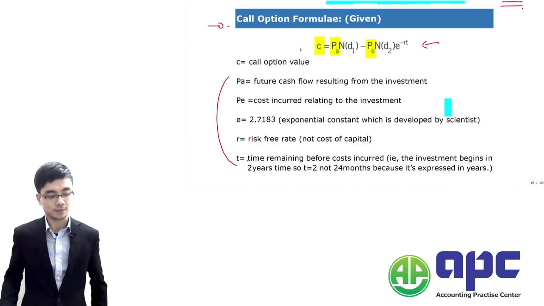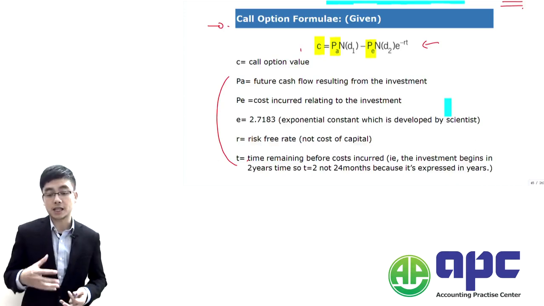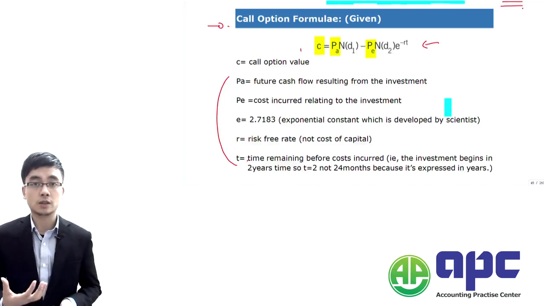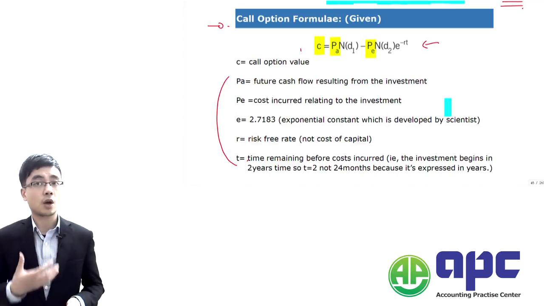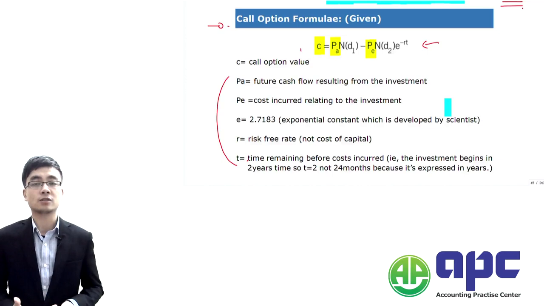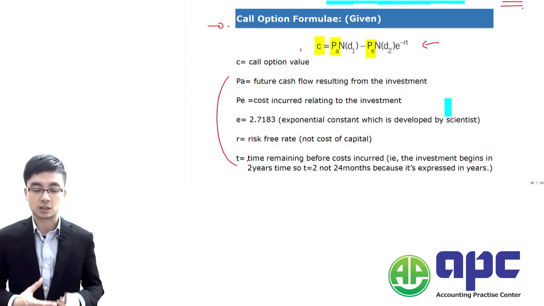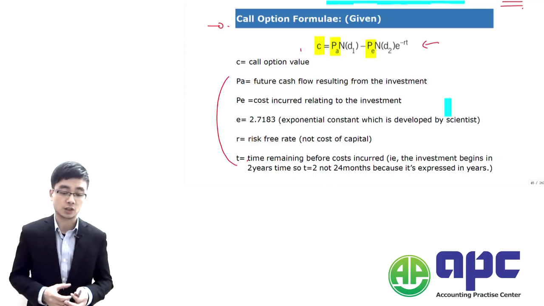For example, you buy the property, plant, equipment, and so on. But that PE is not subject to the time value of money. You just estimate the amount that you're going to input into this project, and you take that value as the cost there. So that's all you need to do.